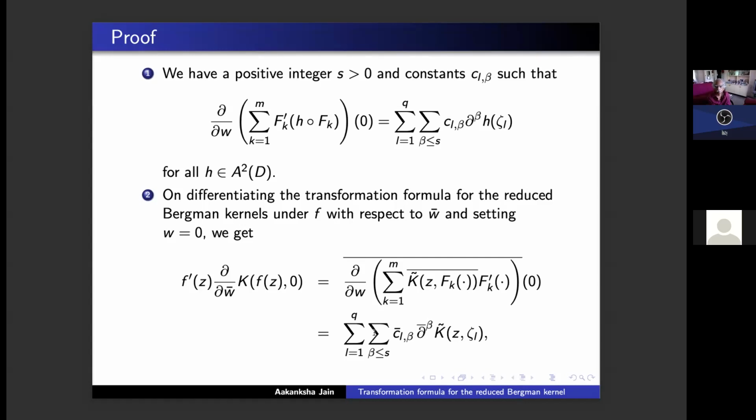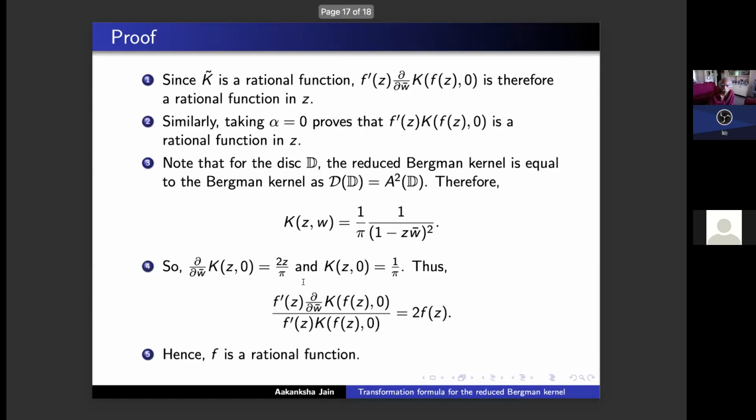Here this lemma is being applied with, in place of h, the function being taken as the conjugate of k tilde z comma dot. Observe that we are given in the hypothesis that k tilde is a rational function. So the right hand side is a rational function. Therefore, this left hand side is a rational function in z. So we have shown that f prime z times del by del w conjugate k of f of z comma 0 is a rational function in z.